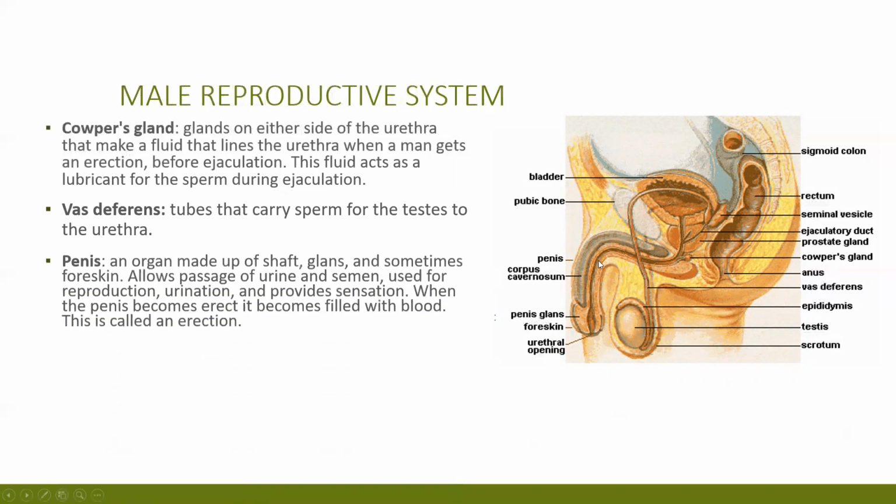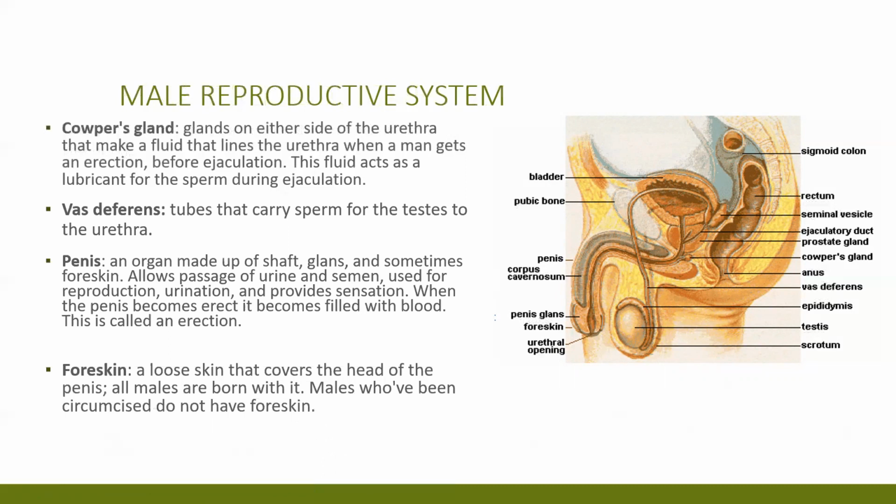The penis, located here, is an organ made up of shaft, glans, and sometimes foreskin, that allows passage of urine and semen, used for reproduction, urination, and provides sensation. When the penis becomes erect, it becomes filled with blood. This is called an erection. The foreskin, located here by the penis glans, is a loose skin that covers the head of the penis. All males are born with it. Males who have been circumcised do not have the foreskin.